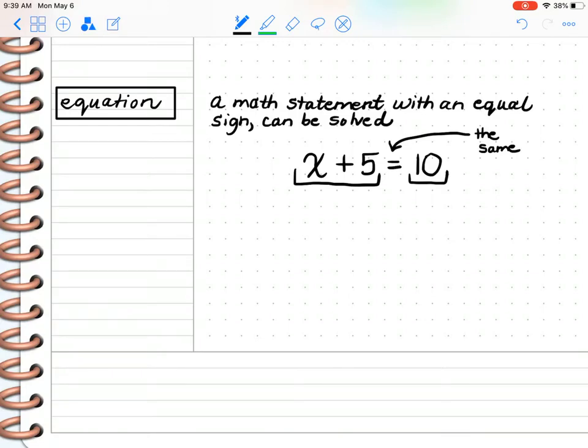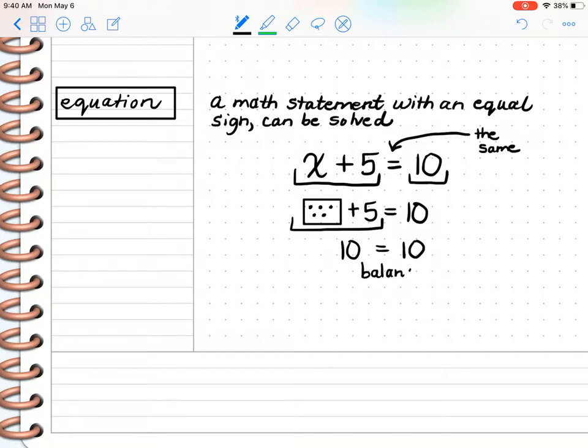So let's use our example of the box because I haven't shown you how to do these yet. So x plus 5 is 10. So I have 5, there would be 6, 7, 8, 9, 10. So 5 plus 5 equals 10. This side equals 10, and this side, of course, is 10. So this is a balanced equation. It's true.